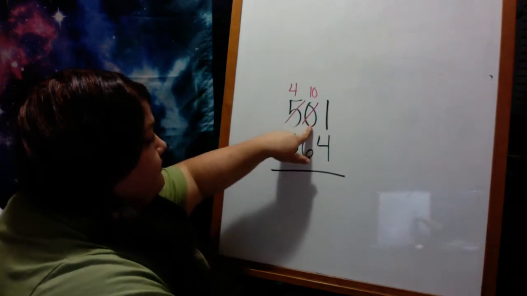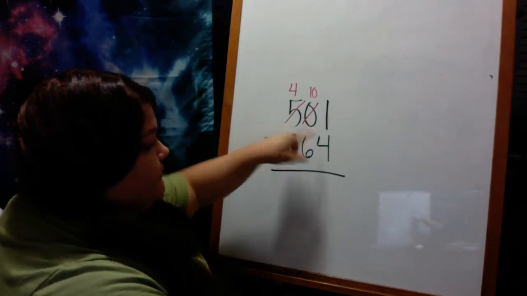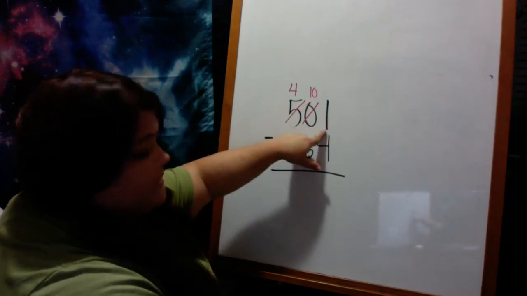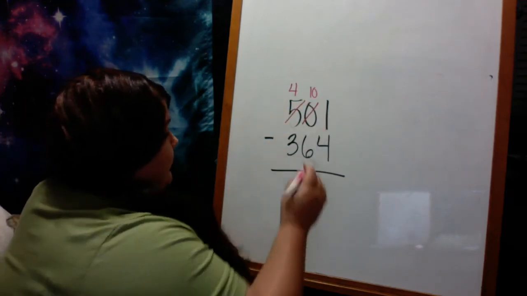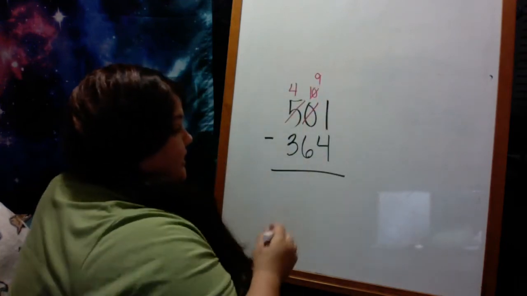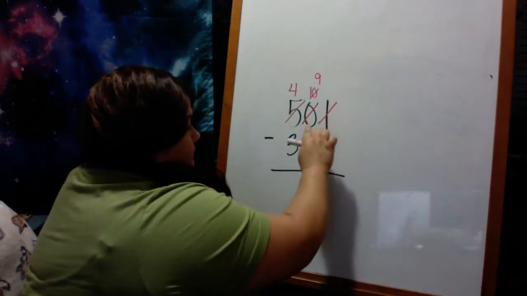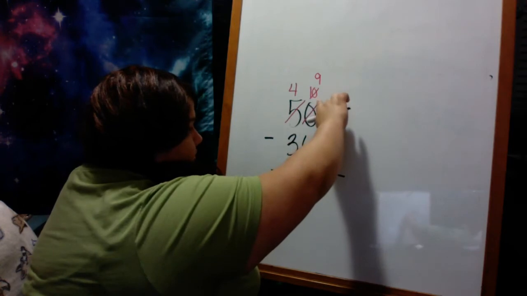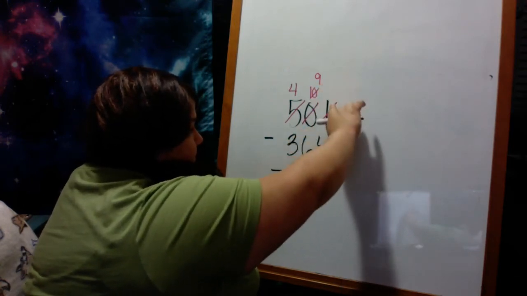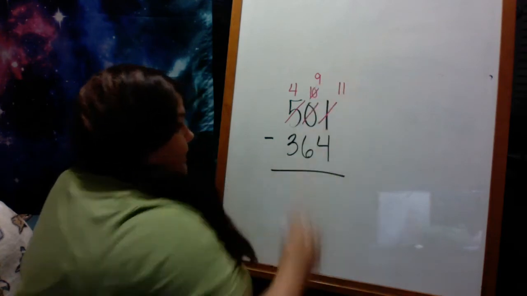So now, this place value, this Mom, has plenty. She has 10, but I still don't have enough. So I have to be like, excuse me, I still need some. So she's going to give me one of hers. So I regroup and I get 10 more. So she's giving me a 10. So now I have 11.